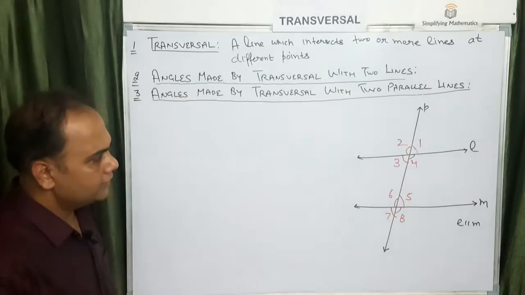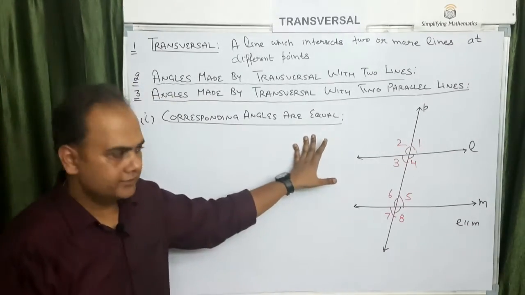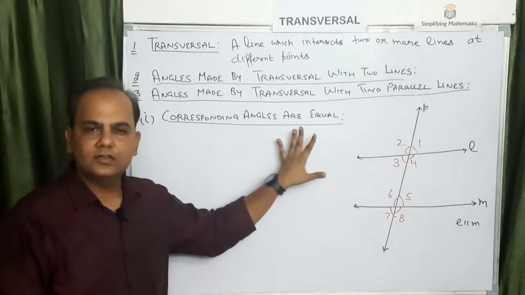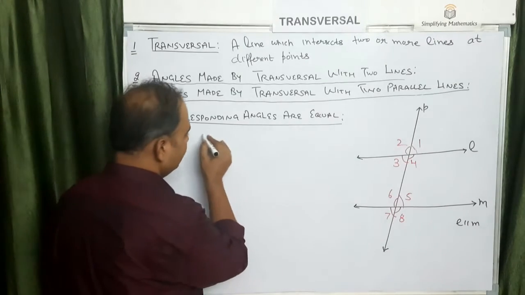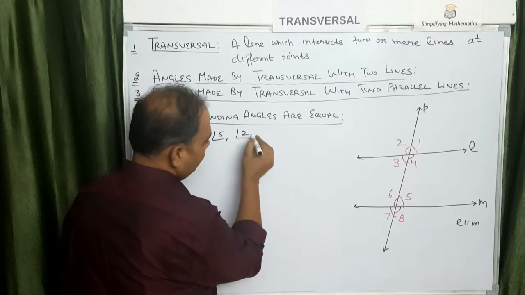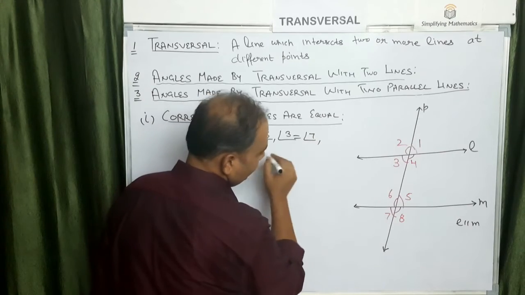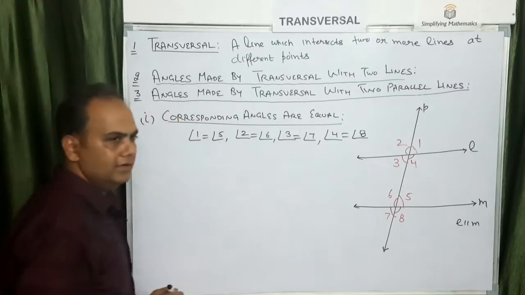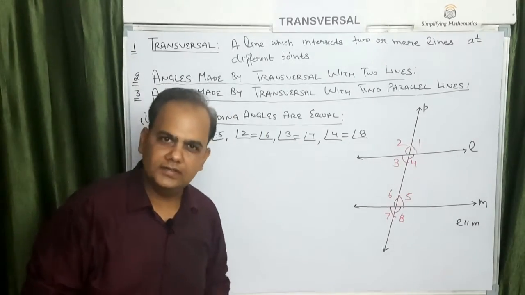Now what are the properties of these angles? Now first property is कि corresponding angles are equal. कि अगर transversal दो parallel lines को cut करता है तो जितने भी corresponding angles हैं तो वो क्या होंगे? So that will be equal. अब corresponding angles कौन से हैं? तो angle 1 equal to what? Angle 5, angle 2 equal to angle 6, angle 3 equal to angle 7 and angle 4 equal to angle 8. So this is the first property कि corresponding angles will be equal if the lines are parallel.